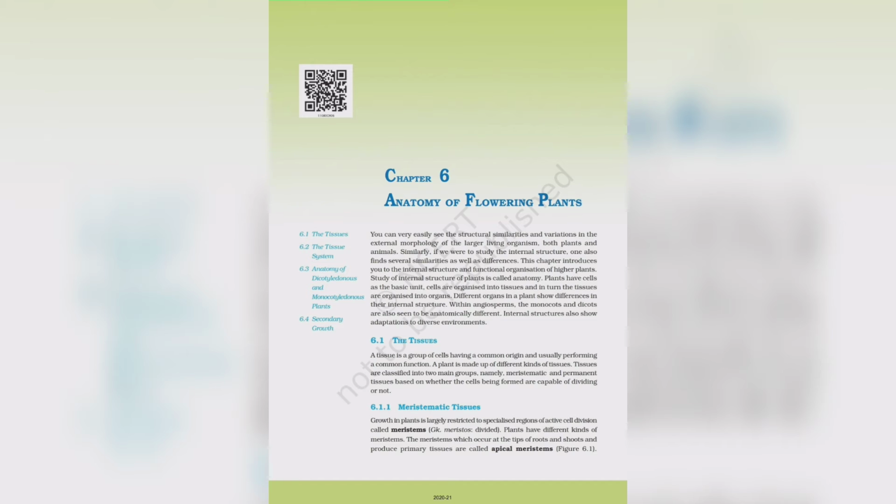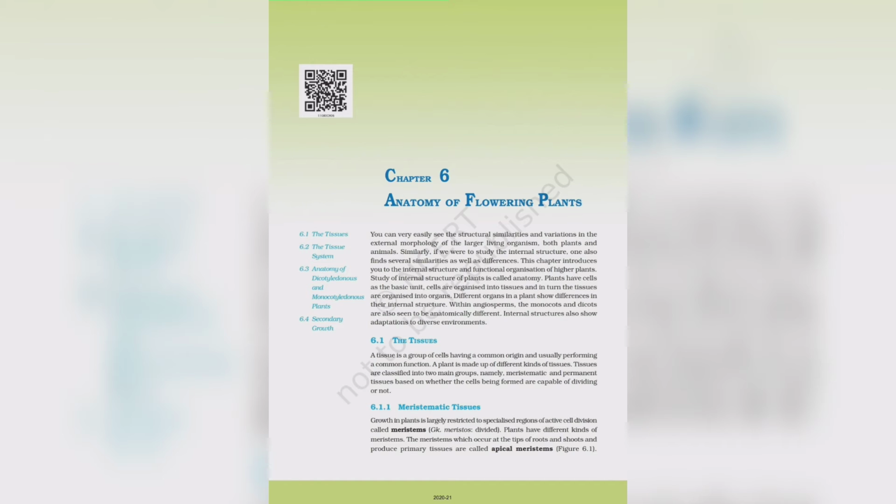6.3 Anatomy of dicotyledonous and monocotyledonous plants. For better understanding of tissue organization of root, stem and leaves, it is convenient to study transverse sections of mature zones of these organs. 6.3.1 Dicotyledonous root. Look at figure 6.6. It shows the transverse section of a sunflower root. The internal tissue organization is as follows. The outermost layer is epiblema. Many of the cells of epiblema protrude in the form of unicellular root hairs.